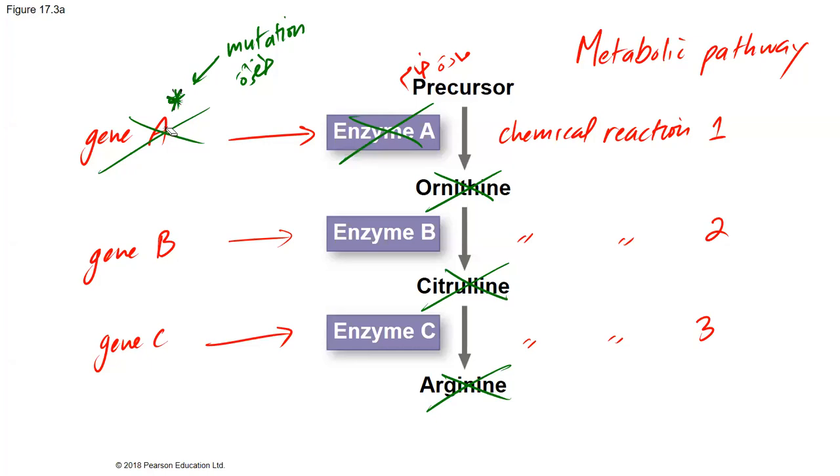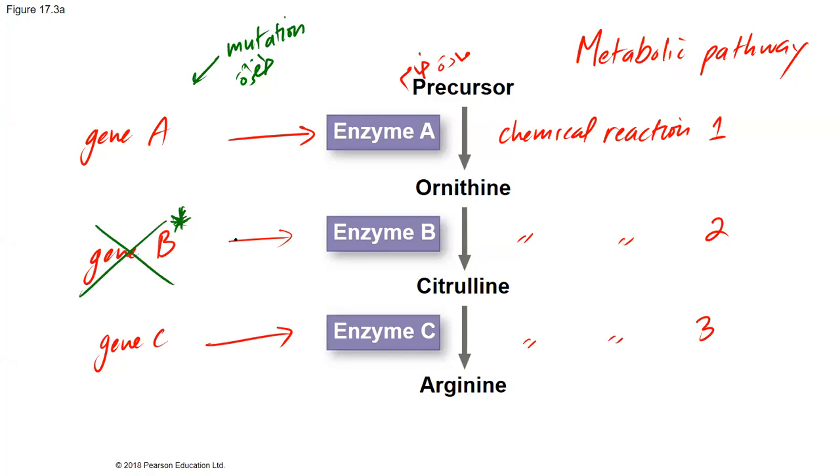This is if the mutation hits or affects gene A. Also, if a mutation affects gene B and gene B is no longer functional, enzyme B might be absent or non-functional, citrulline will not be produced. Ornithine will be produced because gene A is available, is normal. So ornithine will not be converted into citrulline, and citrulline will not be converted into arginine, so there will be no arginine produced.